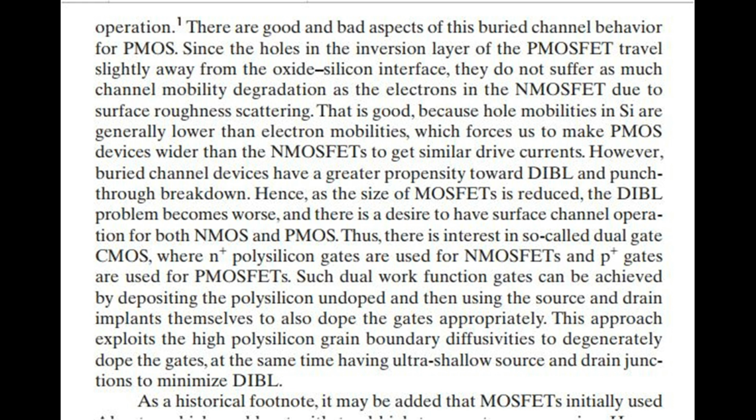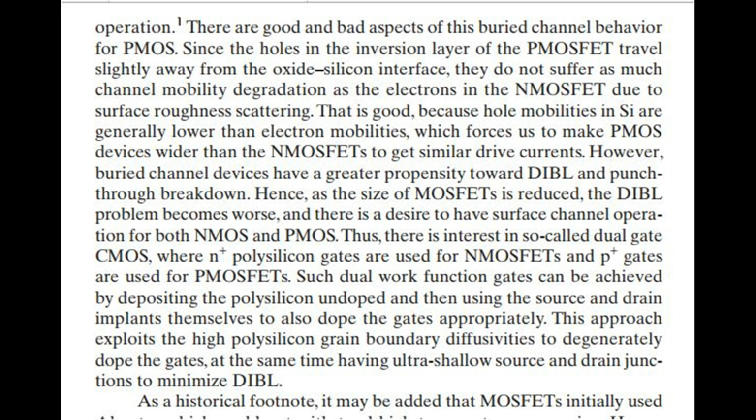Hence, as the size of MOS FETs is reduced, the DIBL problem becomes worse, and there is a desire to have surface channel operation for both NMOS and PMOS. Thus, there is interest in so-called dual-gate CMOS, where N+ polysilicon gates are used for NMOS FETs and P+ gates are used for PMOS FETs.